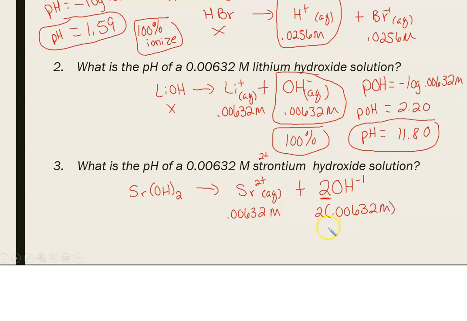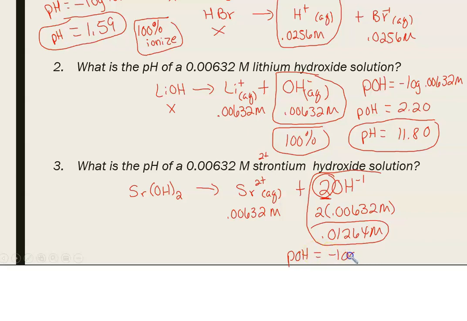So this is actually going to be, let's see, did I write that down? Oh goodness, I guess I did not. Oh yes, I did. So that is 0.01264 molar. Do you understand? That's going to be twice as much, because of that 2. So you're going to find that with barium, strontium, and calcium. So why does that matter? Well, now this is the number that I need to find the pOH.